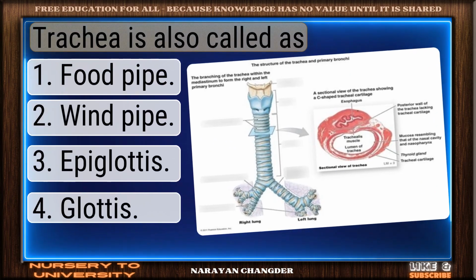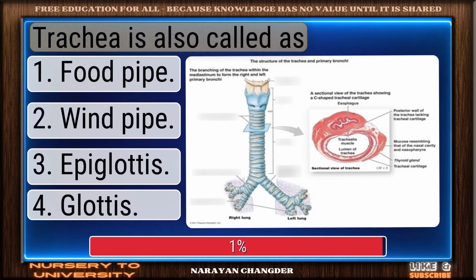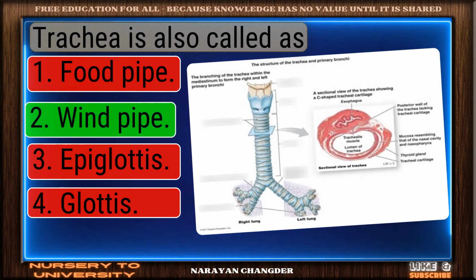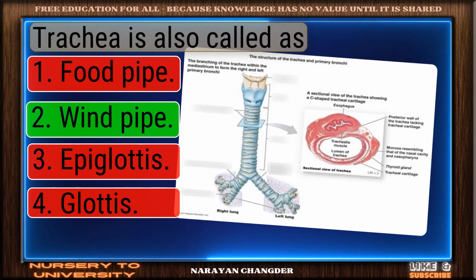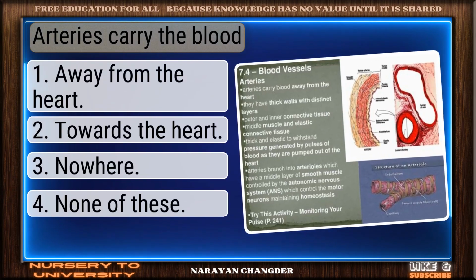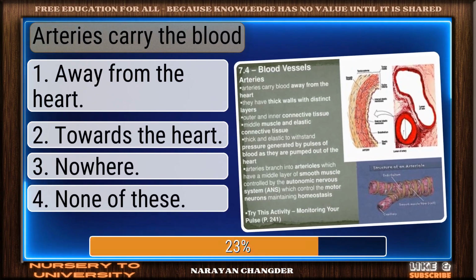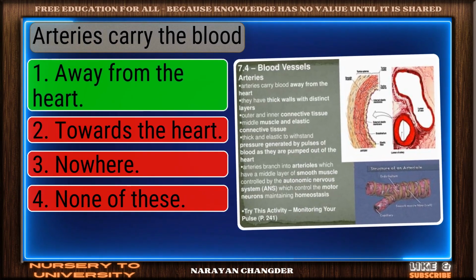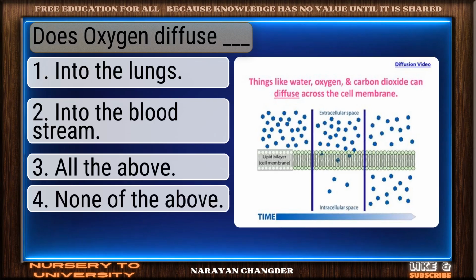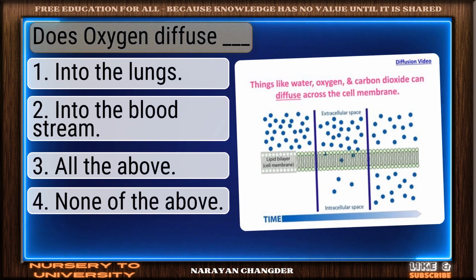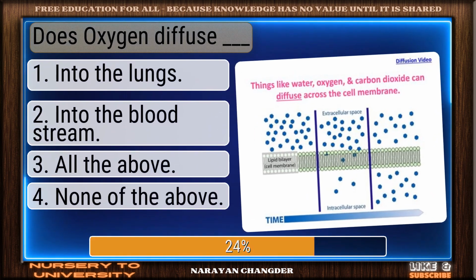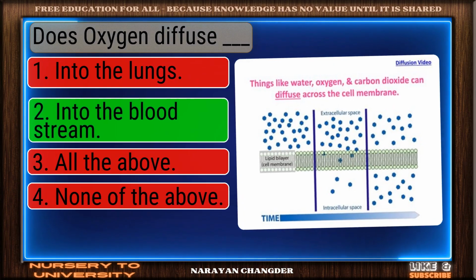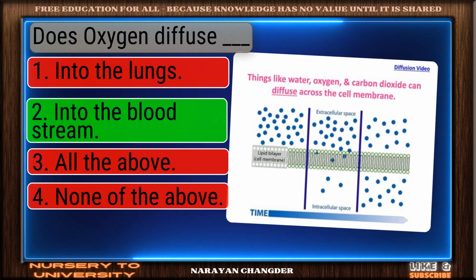Question number 262. Trachea is also called as. Smart pick. Windpipe is the correct choice. Question number 263. Arteries carry the blood. Good job. Your answer away from the heart works well here. Question number 264. Does oxygen diffuse dash? You chose into the bloodstream, and it is correct.